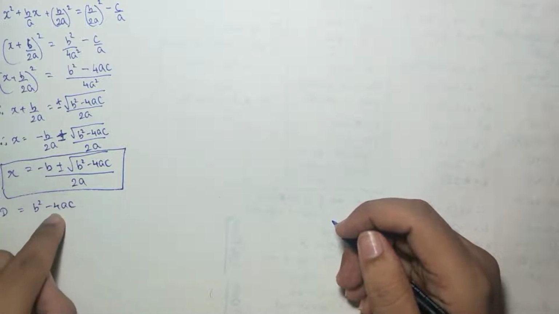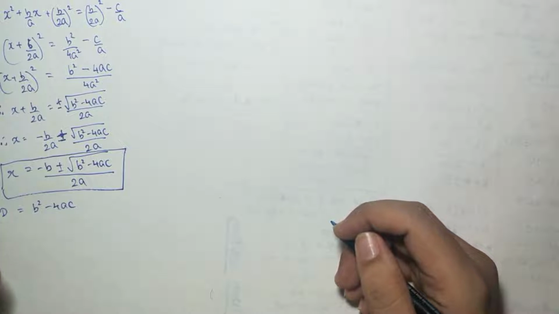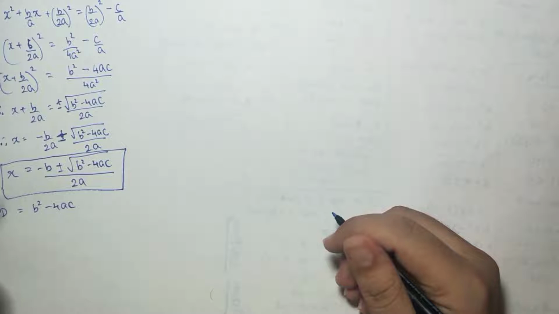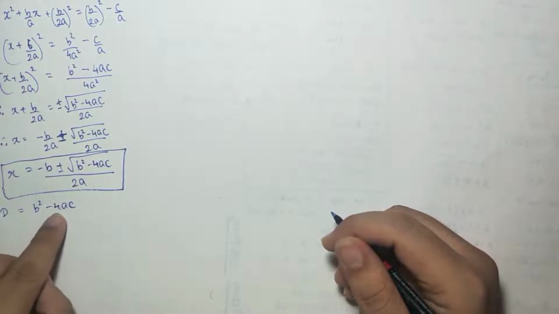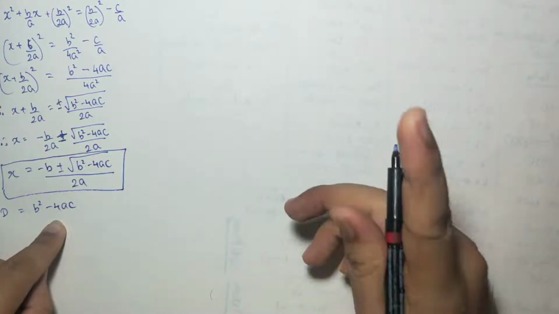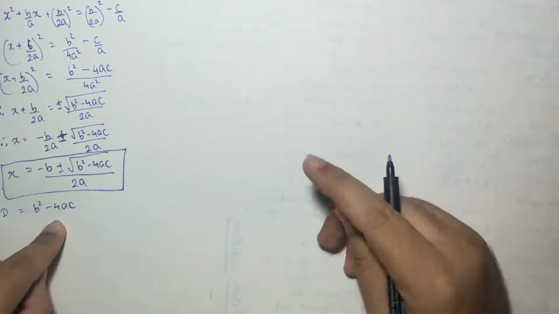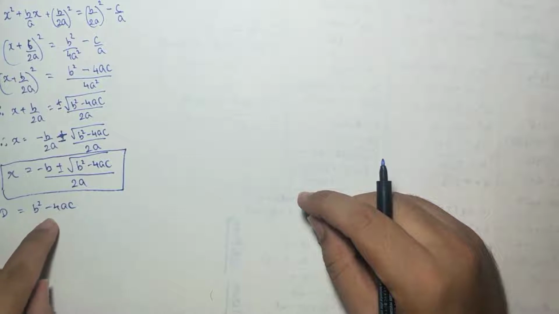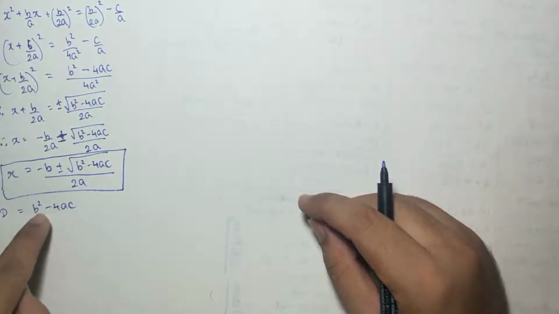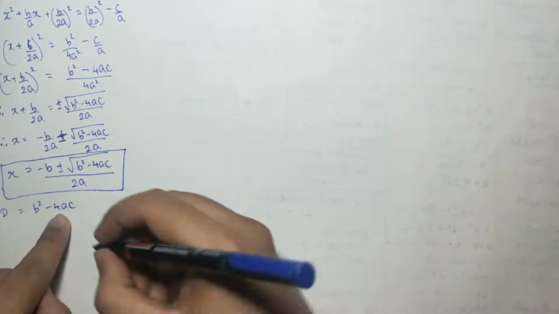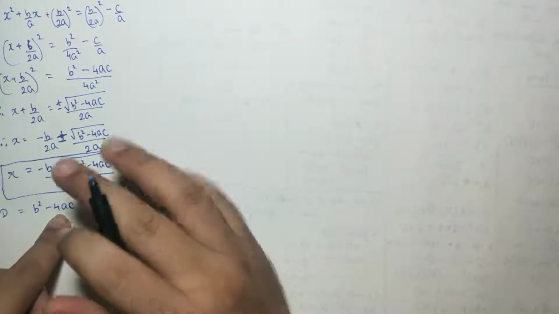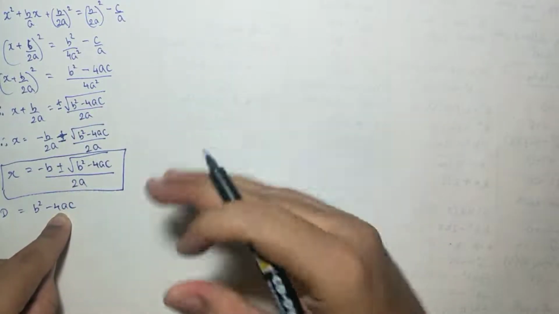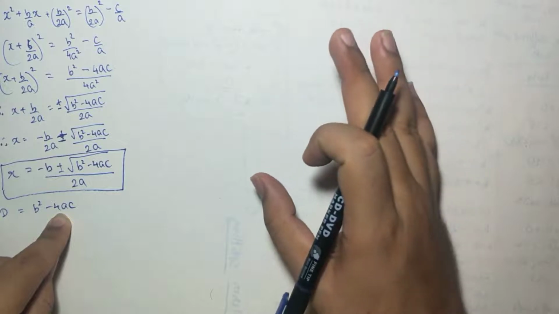Now, I said in the completing the square video that we have to check whether the roots are possible or not. How do we know whether the roots are possible or not? Using the value of the discriminant. I told in that video that I will explain this in the quadratic formula video. If b square minus 4ac comes out to be equal to 0 or greater than 0, then we don't have any issues.